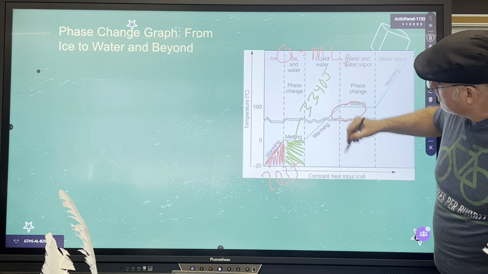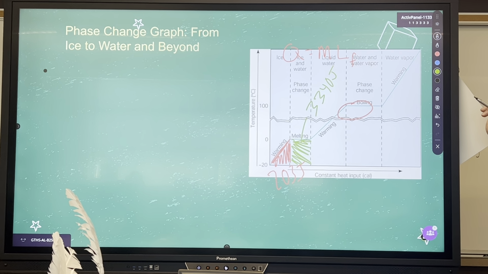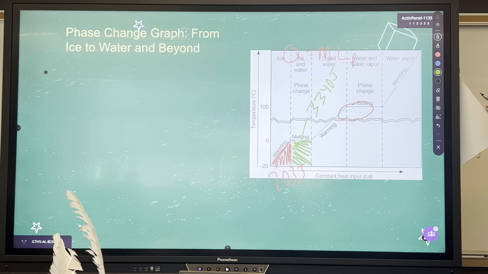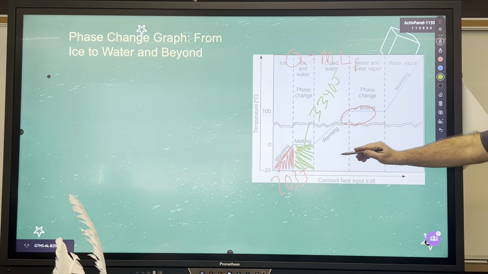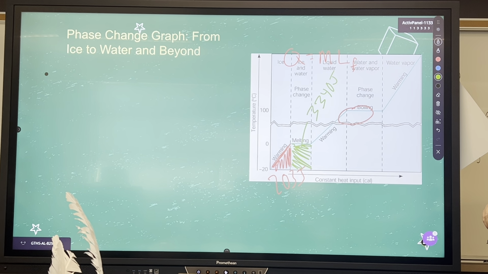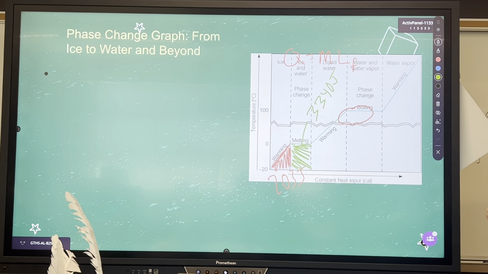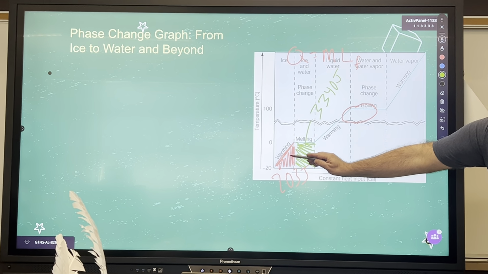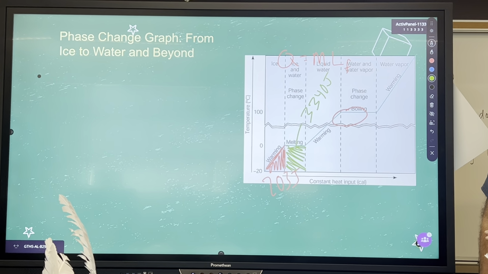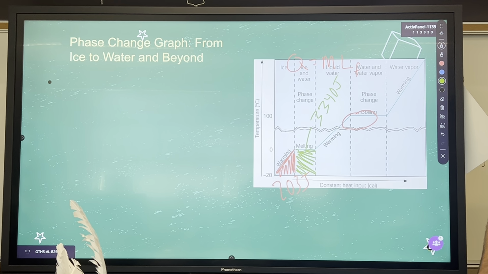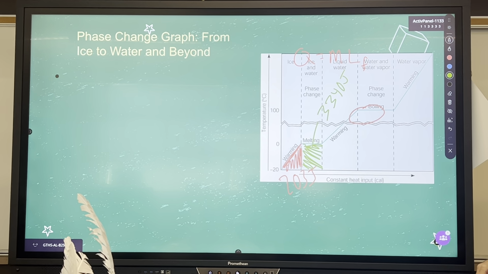3,340 joules, right? Now, what's the last step we have to do to get it to 10 degrees Celsius? What equation do we have to use in this area? If it's this slope right here, what's going on when you add heat? What's happening to the temperature? It's rising. So what equation would you use right here if it's rising here as well? The same one.